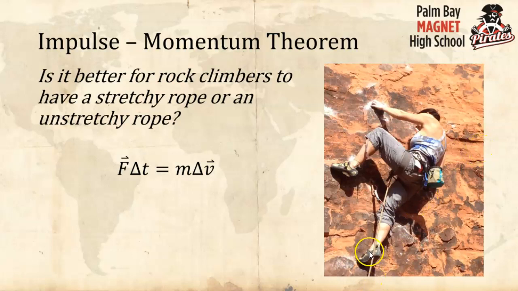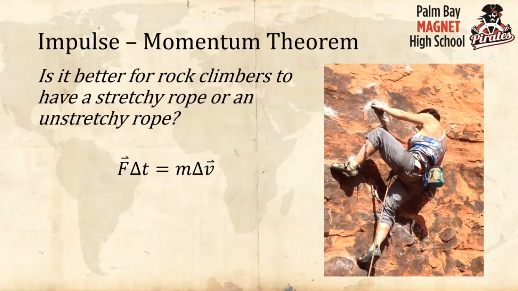If you look at this rock climber, what they're doing is they have these little bolts right there. They're connecting the rope in. So now if this person falls, they're only going to swing this little distance because they're connected there. Very clever way of doing it, actually. So do you want a stretchy rope or an unstretchy rope? Well, you are going to want a stretchy rope, but why is that?